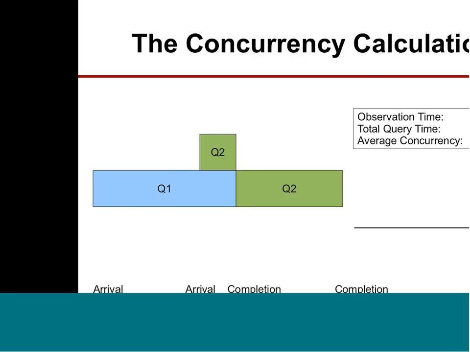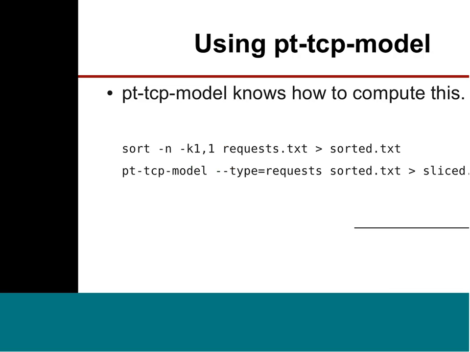So pt-tcp-model can do this. You just sort the output of the previous step. This request.txt, it's the same file that I showed you earlier. We just sort it by the first column, which is the arrival order of those packets. Remember I said that was going to be important later. And then we run the pt-tcp-model tool again against this data with a command line option type equals request and save it to an output file. By default, when you run it in this mode, it slices it up in 1 second buckets. You can change that granularity, but by default it's 1 second.